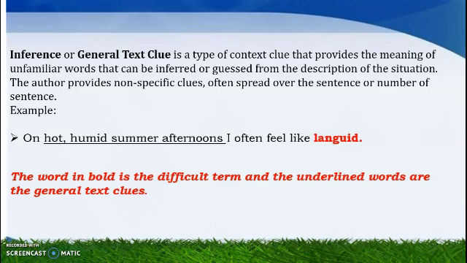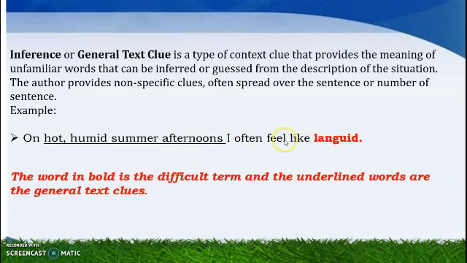Another type of context clue is the inference or general text clue. It is a type of context clue that provides the meaning of unfamiliar words that can be inferred or guessed from the description of the situation. The author provides non-specific clues often spread over the sentence or number of sentences. For example, on hot, humid summer afternoons, I often like langin. The word in bold is the difficult term and the underlined words are the general text clue.